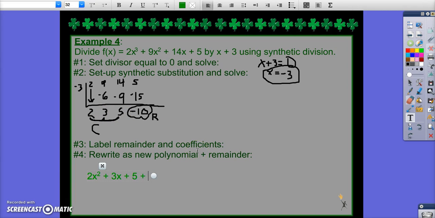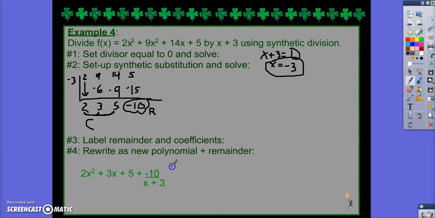And plus, you don't always need to write the plus. You could just do negative 10. Sometimes I like to do the negative separate. And that's a fraction, right? So in the denominator, it's going to be what I was dividing by, x plus 3. Let's move that up here, like so. And that's it. That's your final answer. A lot easier than long division, right?